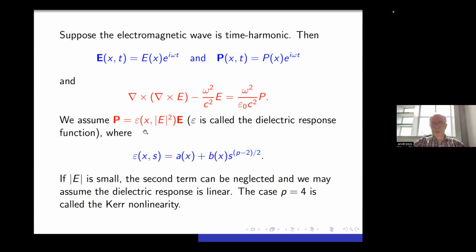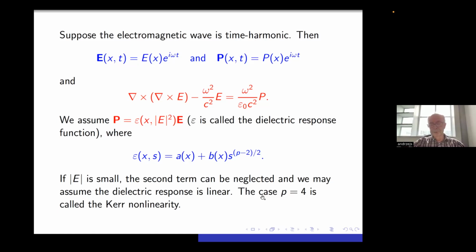This function epsilon is called the dielectric response function. And usually one has just two terms. Now if E is small, if the intensity of light is small, then one can neglect this term, and the dielectric response will be linear, and the system will be linear.